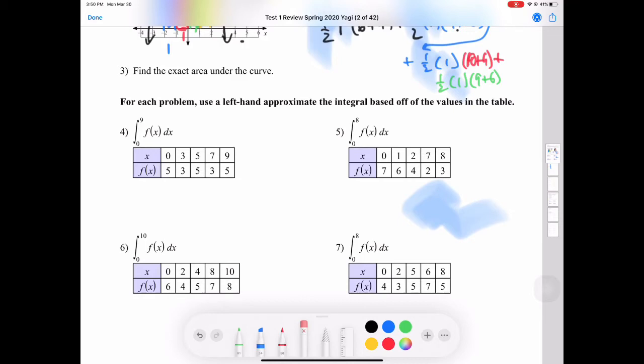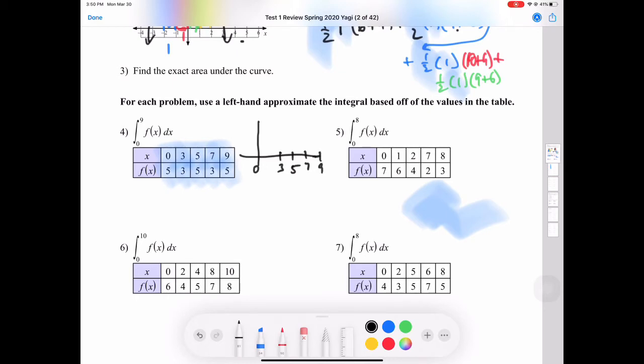So the y values are 5, 5, 3, 5, 3, 5, okay? And the x values are 0 to 3, 3 to 5, 5 to 7, and 7 to 9. Now, it's kind of hard to picture this, so let's go ahead and draw it out real quick. X is 0, 3, 5, 7, and 9. Pay attention to how I drew this.